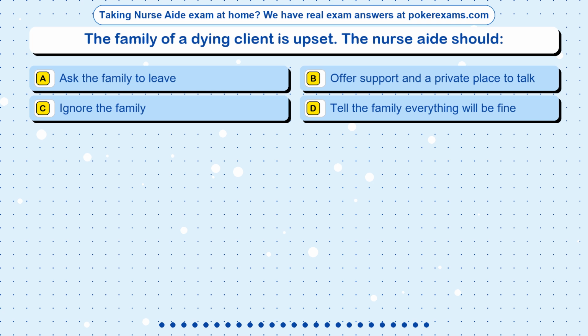Question 5. The family of a dying client is upset. The nurse aide should: Option A. Ask the family to leave. Option B. Offer support and a private place to talk. Option C. Ignore the family. Option D. Tell the family everything will be fine.